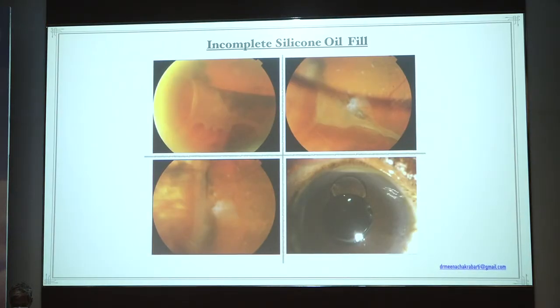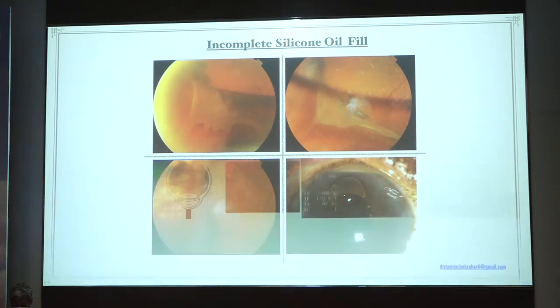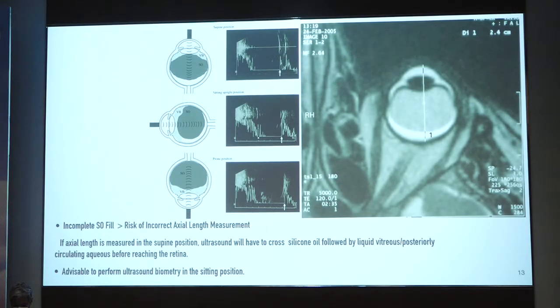But what do you do when you have an incomplete silicone oil fill and there is space between the posterior meniscus of the silicone oil and the surface of the retina? In this situation, if you are using the biometric calculation, always have your patient sitting up so that the posterior pole is covered with the silicone oil, and the fluid that is present, which is either the liquefied vitreous or the posteriorly circulated aqueous, can settle to the bottom of the vitreous cavity.